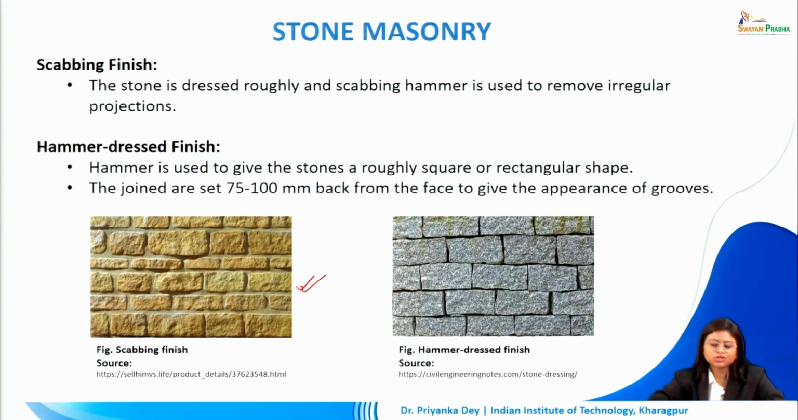The hammer dressed finish is one in which the hammer is used to give the stones roughly a square or rectangular shape. So we are almost trying to cut the stones to the shapes of bricks. It might not be the exact standard sizes like we get in case of the brick, where we have very regular and sharp edges. Here that won't be possible, but we can more or less arrive at a squarish or rectangular shape. Definitely that kind of a stone has to be used, which can be hammered to the finish. And the joints are such that they are about 75 to 100 mm back from the face to give appearance of grooves.